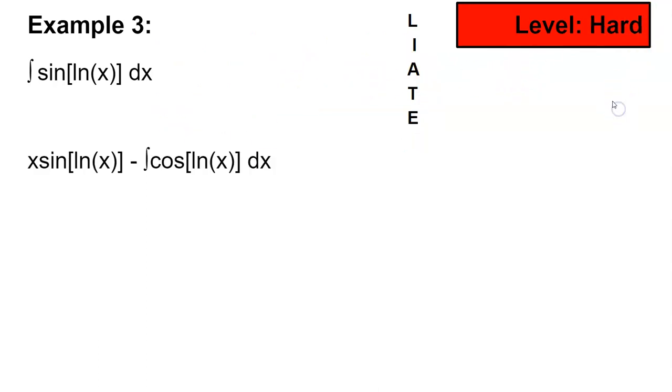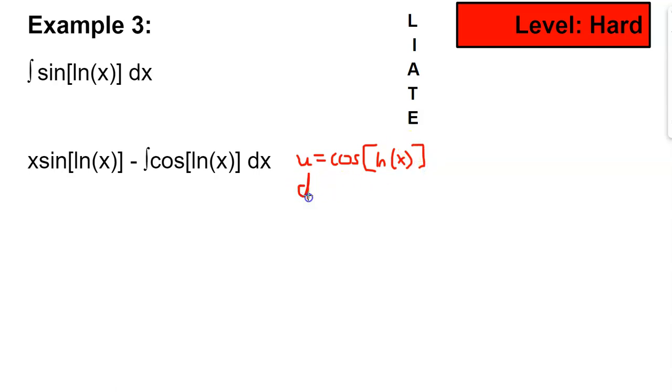So once we have all this, we're going to set it all up using our equation, and what do we get? We get x times sine of ln of x minus the integral of cosine of ln of x dx. And we're going to have to do another round of integration by parts. So once again, we're going to throw out the concept of LIATE, and we're going to make u the function cosine of ln of x. Let me write that down.